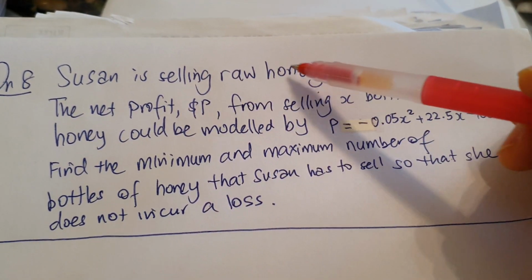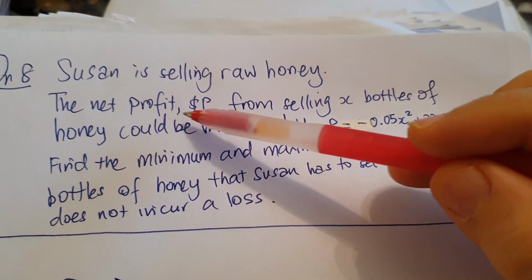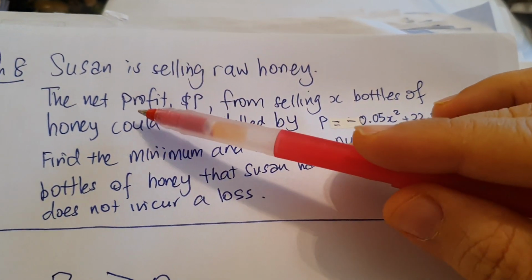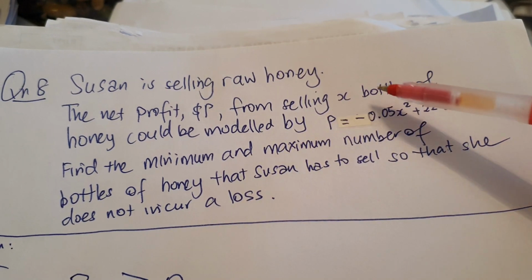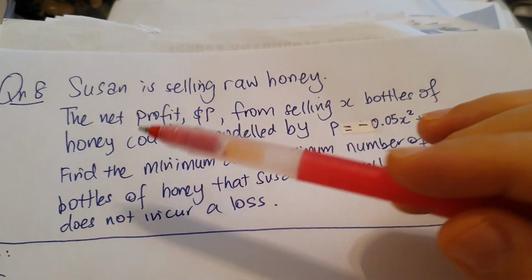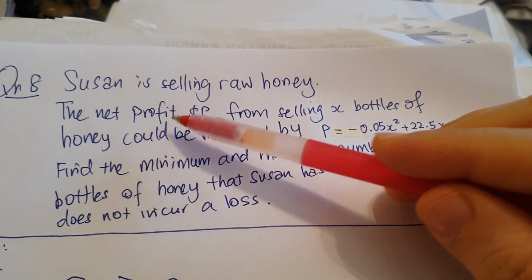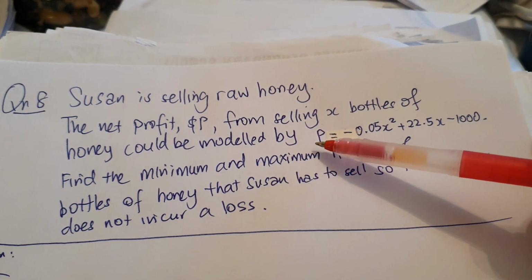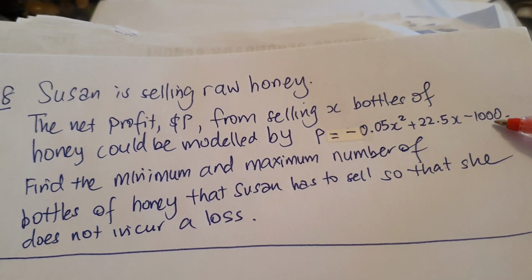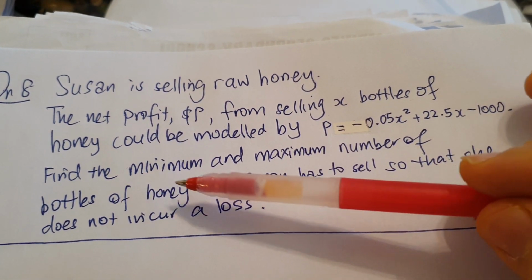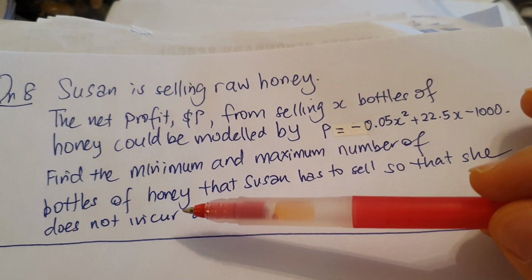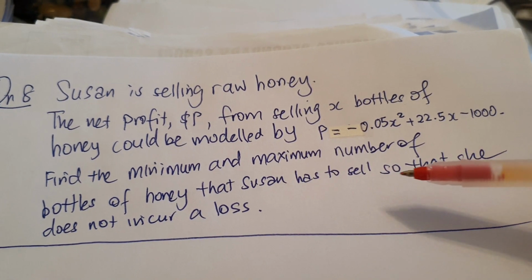Okay, Susan is selling raw honey. The net profit P represents the net profit from selling X bottles. So X represents the number of bottles of honey, while P represents the profit. And the relationship between P and X is given here. Now the question says, find the minimum and maximum number of bottles that Susan has to sell so that she does not incur a loss.